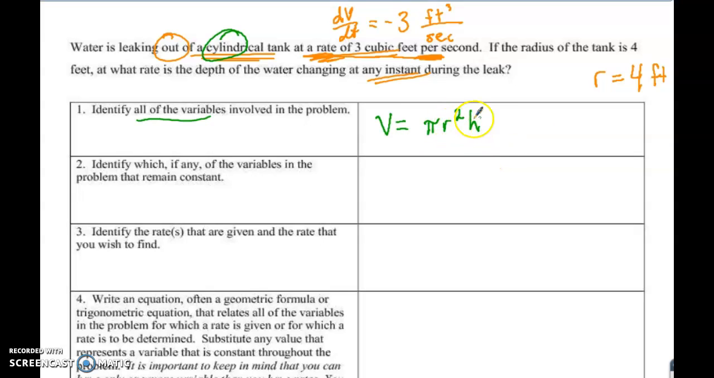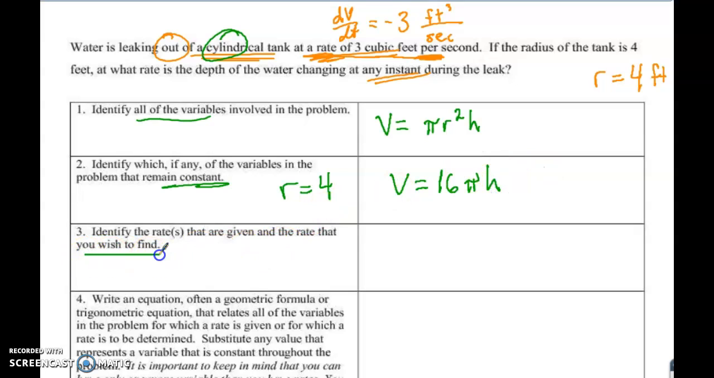But in this problem, the tank is not changing sizes. All it's doing is the depth is going down. So is anything a constant? This time r is a constant. R is 4. So the formula we're actually looking at is V equals 16 pi h, because 4 squared is 16.